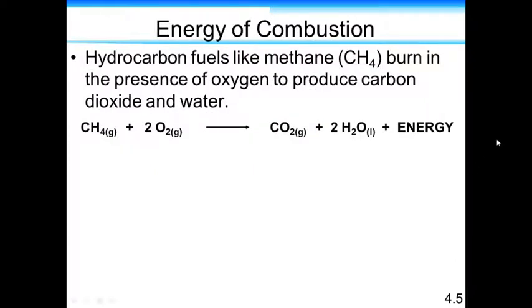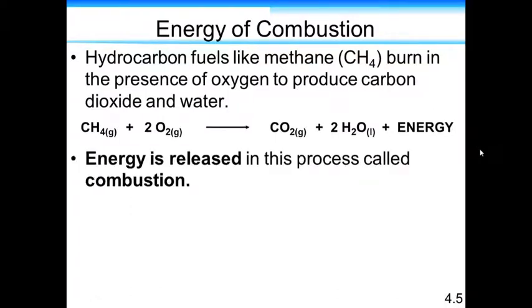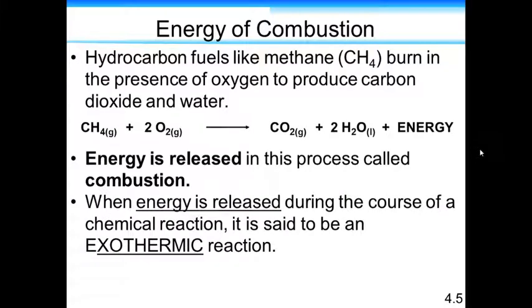So now let's take that and look at methane in particular. If we were to combust methane in the presence of oxygen, we would get carbon dioxide and water plus energy. That's why we burn it in our homes to heat our homes and to cook. So when energy is released in a reaction, it's called an exothermic reaction. It's exiting the reaction.